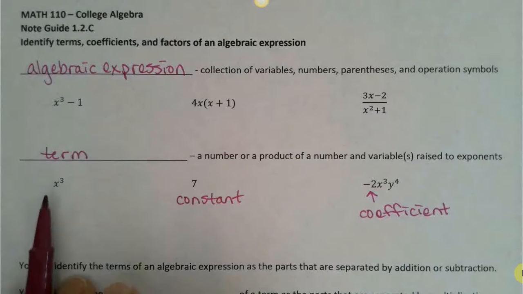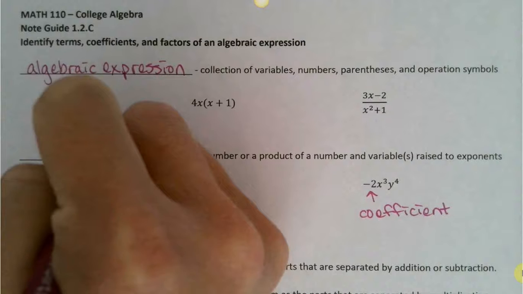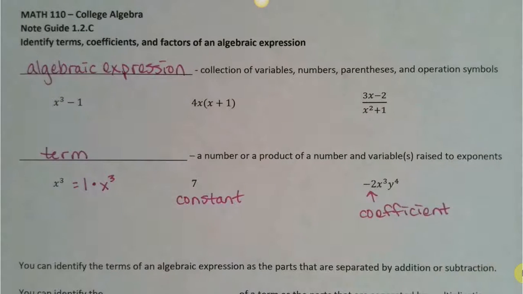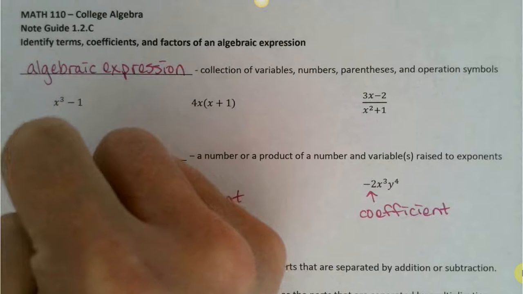Now, when there's no other number there, as in this term, it's understood to be 1, because x cubed is the same as 1 times x cubed. So that means that this term would have a coefficient of 1.